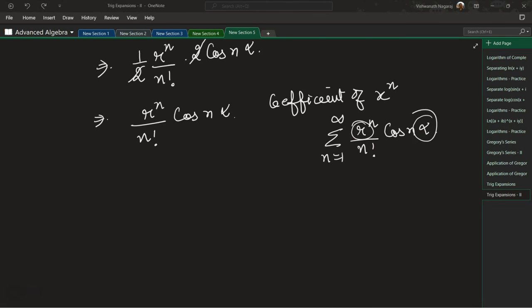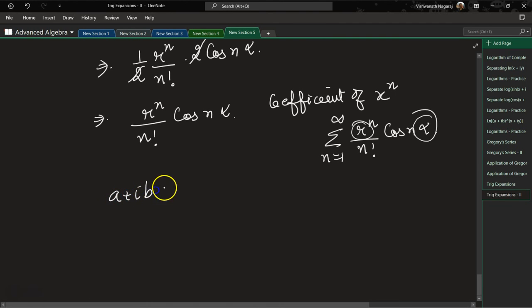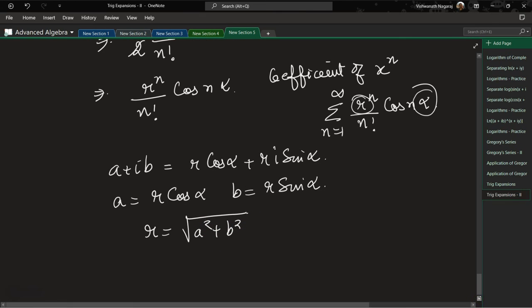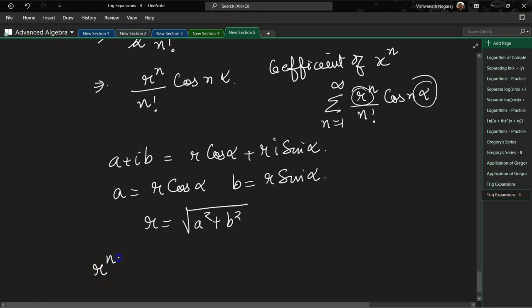What do we do? Remember, we wrote a plus ib as equal to r cos alpha plus i r sine alpha. Yes, so a is equal to r cos alpha and b is equal to r sine alpha. Now r is going to be the square root of a square plus b square. So let's substitute this in our coefficient of x to the power of n. So r to the power of n becomes a square plus b square, square root, we can write it as 1 by 2. But now we have to the power of n, so n by 2. So here we have taken care of this r to the power of n.